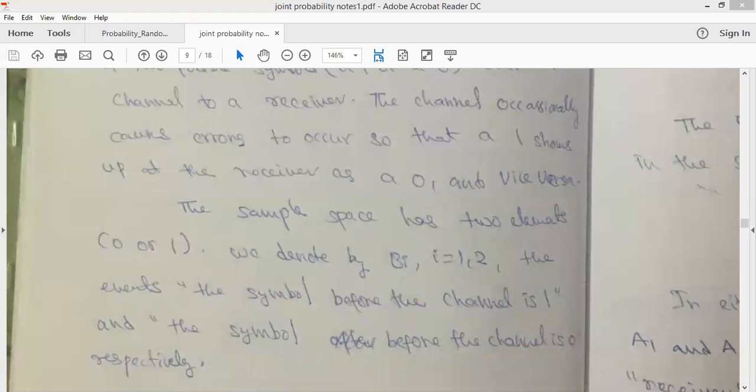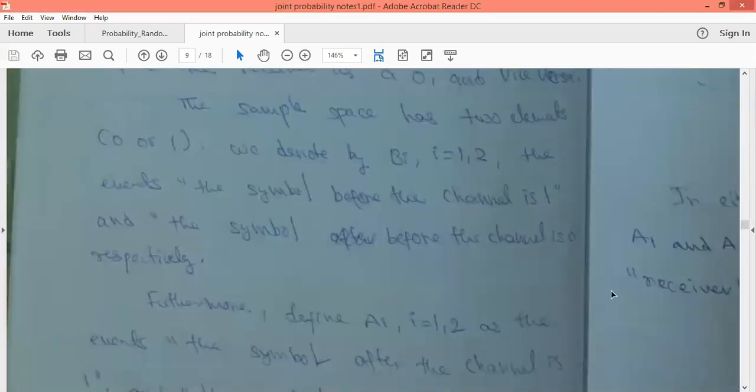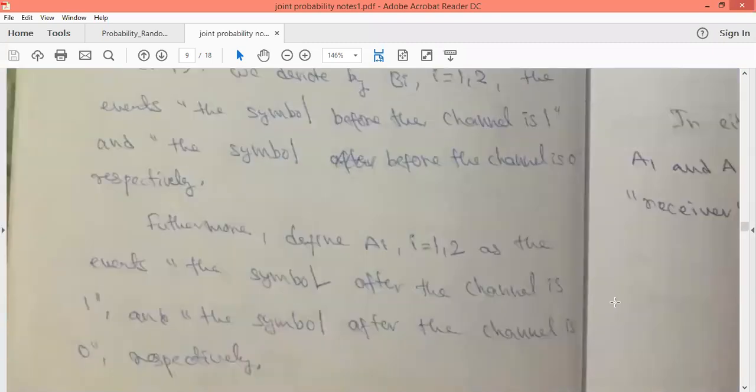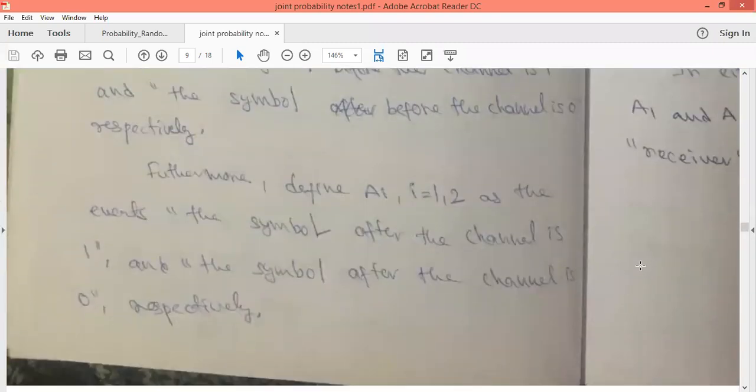Similarly, at the receiver side, we will have two events, A1 and A2. If you are receiving value 1, then that is nothing but A1. If you are receiving value 0, then that is nothing but A2. So B1, B2 represent our transmitter side, and A1 and A2 represent our receiver side. This way, these are the two sample spaces at the input side and output side.